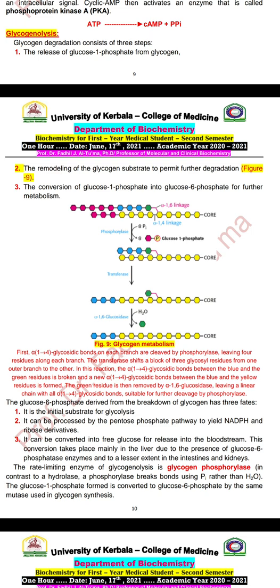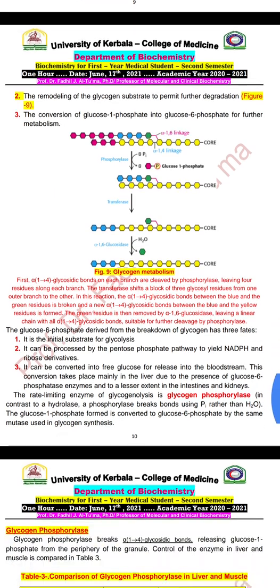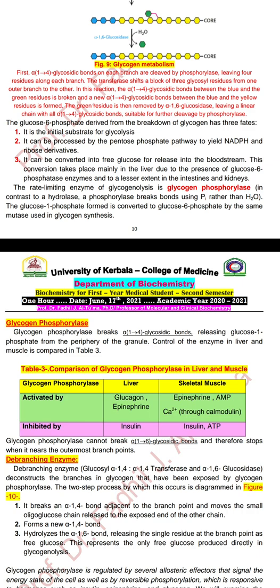Glycogen phosphorylase in liver is activated by glucagon and epinephrine and inhibited by insulin, whereas glycogen phosphorylase in skeletal muscle is activated by epinephrine, adenosine monophosphate, and calcium through calmodulin, and inhibited by insulin and ATP. Glycogen phosphorylase cannot break alpha-1,6 glycosidic linkage and therefore stops near the outermost branch point.